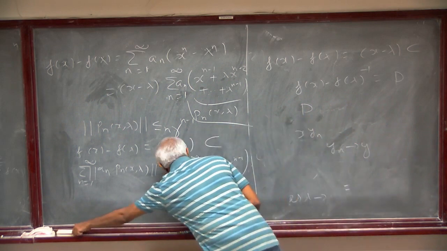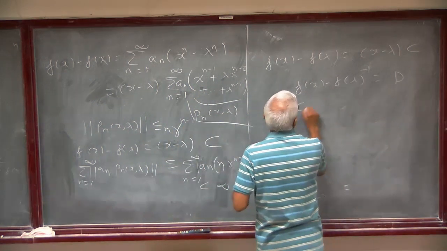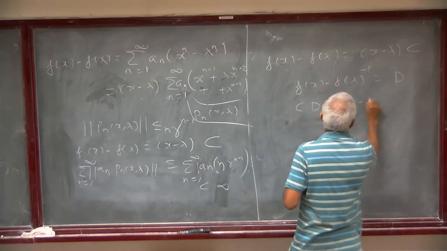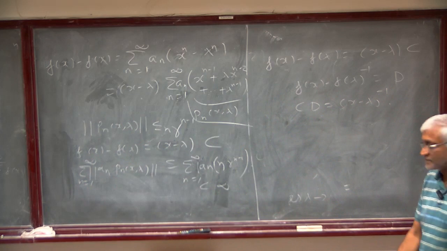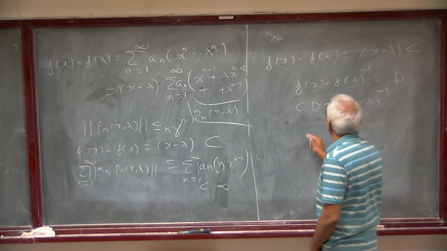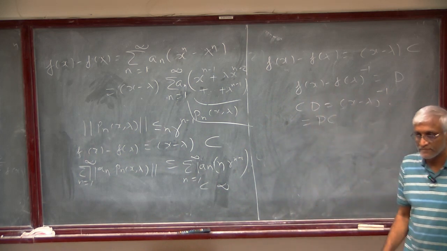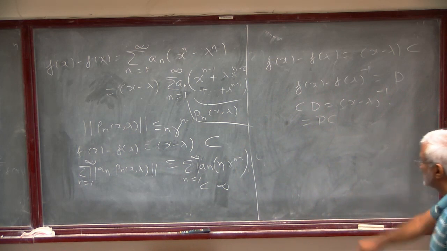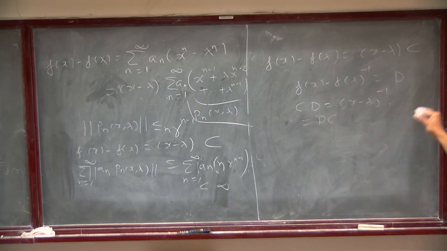So this implies CD equals x minus lambda. So we have proved, I mean, CD is equal to DC. Up to n, it's just a polynomial, a finite sum, and it's made up of this x and other things, so it will commute. So the limit will also commute.